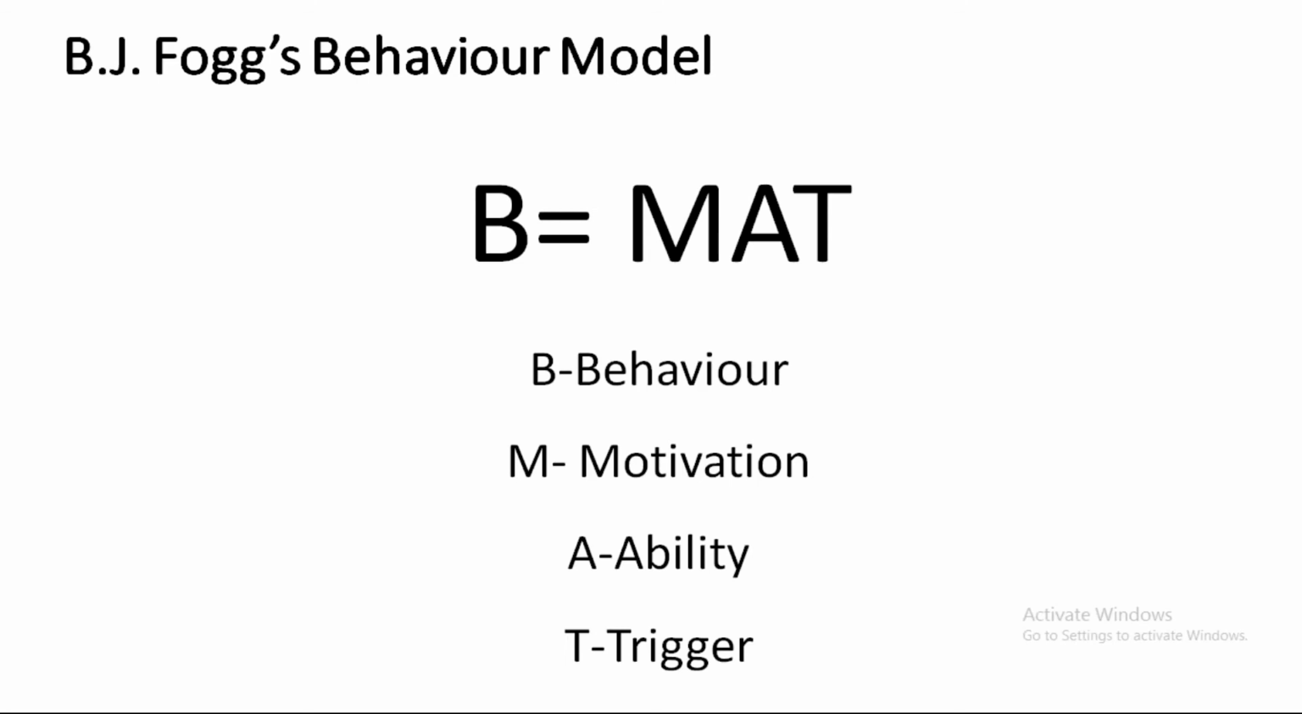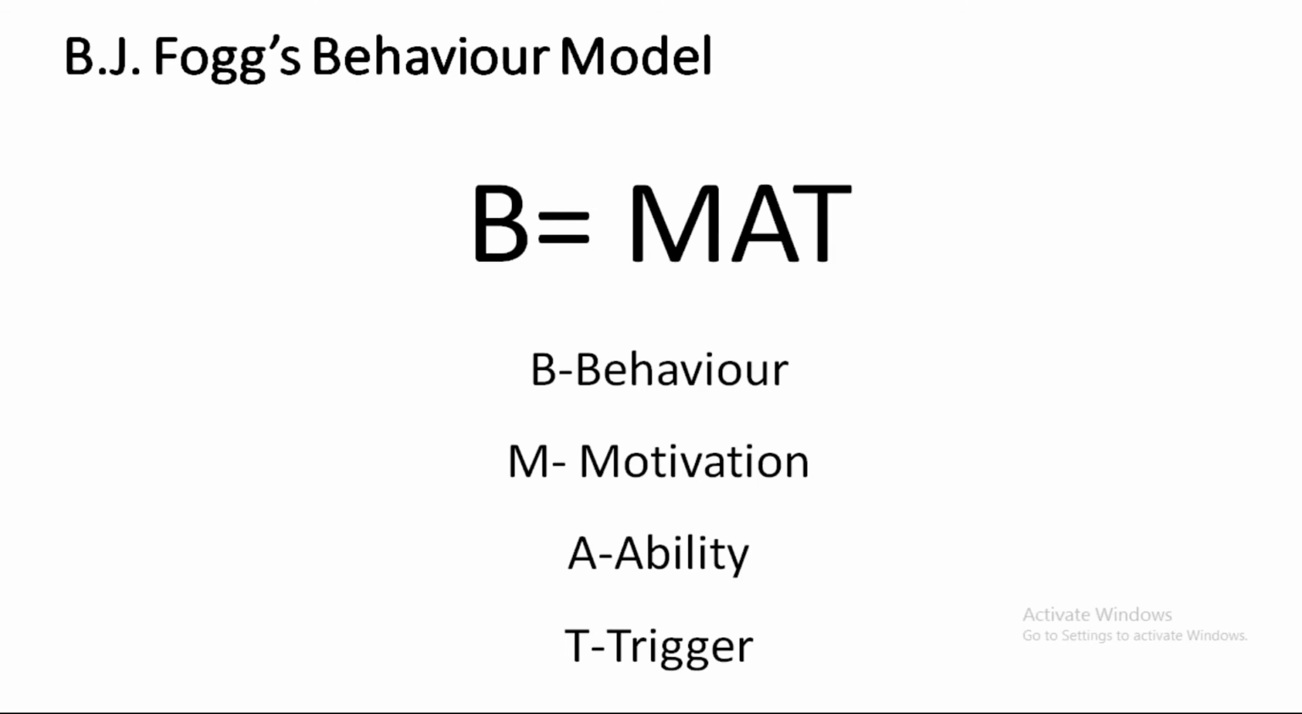So if you look at this example, B is equal to MAT. There are three things that are essential for an individual to demonstrate a behavior. One is motivation, another is ability, and the third one is a trigger. The phone ringing is a trigger. That trigger made you look at the phone and choose to answer the call, or choose not to answer the call.